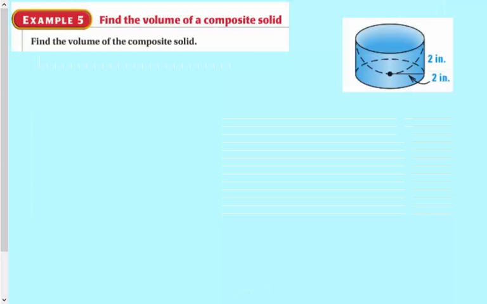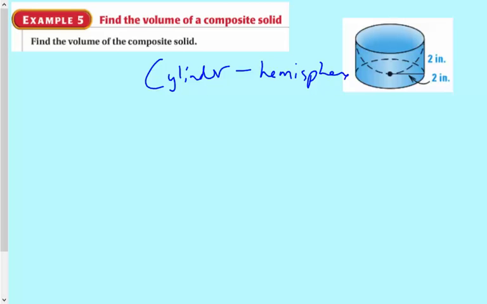Pretty straightforward here. So here's the example I chose. Find the volume of a composite solid. What this is, is a cylinder minus a hemisphere. So what I'm going to do is find the volume of the cylinder, then take away half of the sphere.